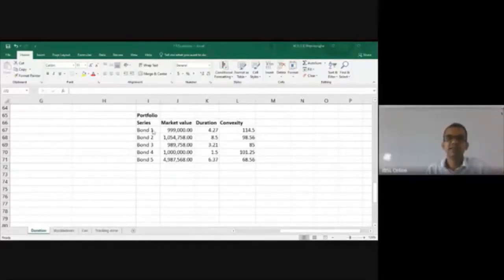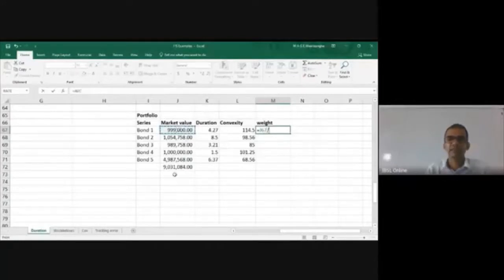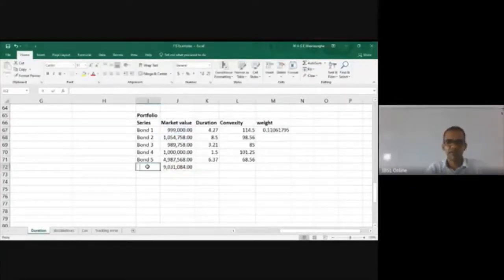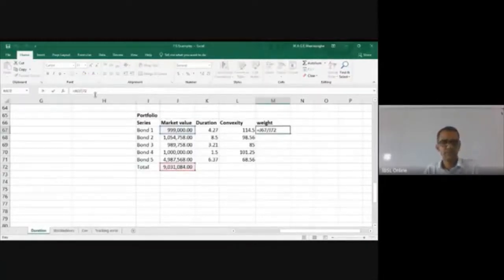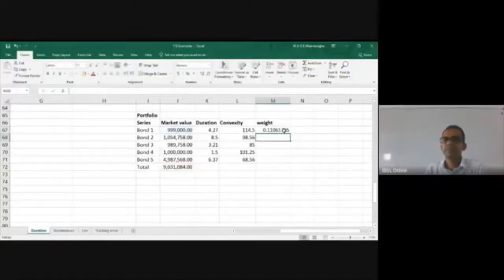Okay. Say there are 5 bonds in your portfolio. These are the market values of each and every bond. So in that sense, the total is, say, somewhere around 9 million. Then what do you have to do? Calculate the weight. The weight is just the market value of the bond divided by the total market value of the portfolio. If you want, you can make it a percentage. So make sure you get 100 there.